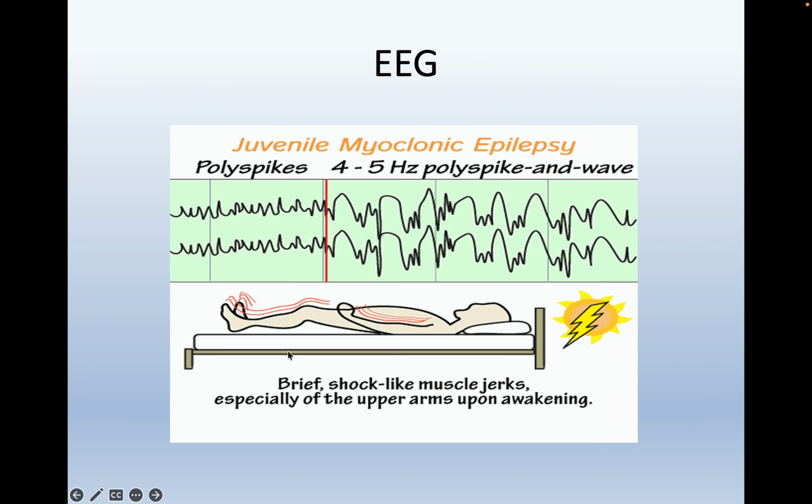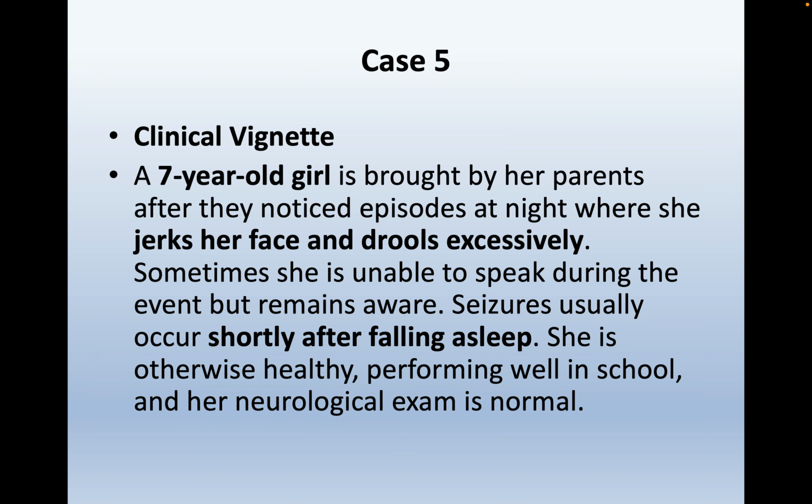To make it easy to memorize, in juvenile myoclonic epilepsy we have a 4 to 5 hertz polyspike and wave discharge, 1, 2, 3, up to 4 to 5 wave discharges, followed by a dome or wave discharge. It is generalized and bilateral, with a brief, jerky or shock-like muscle jerk, especially in the upper arm on waking up. I hope that is clear. So we will go to the next one.